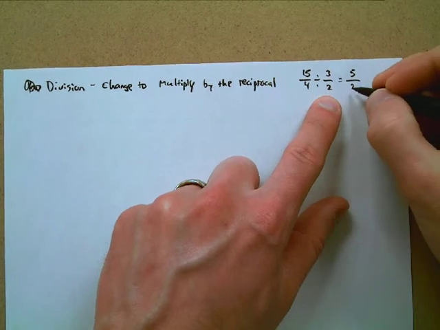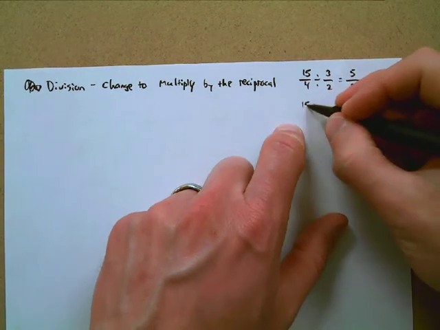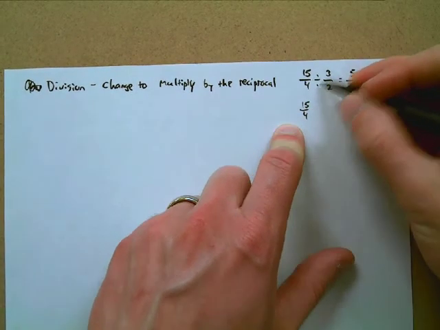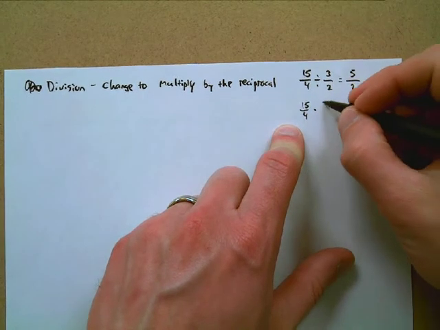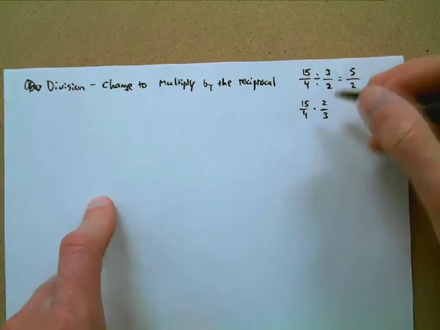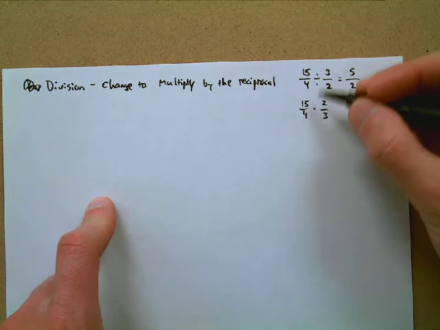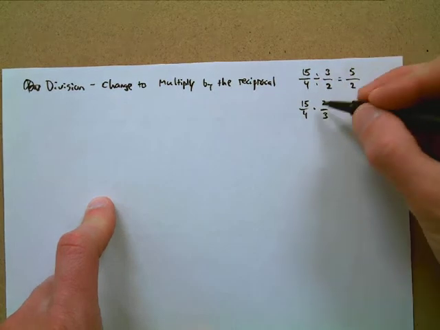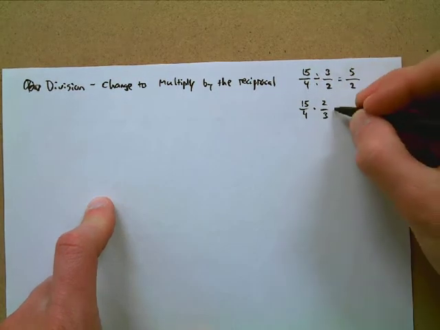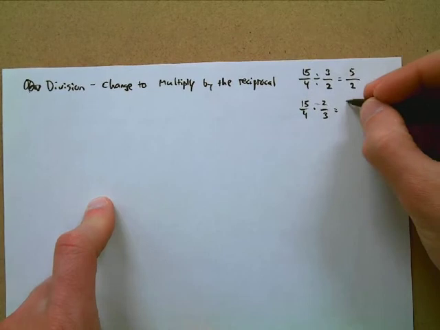And if you don't believe me, you're like, wait a minute, Mr. Wade, are you sure about that? Well, let's change the division to multiplication. Multiply by the reciprocal here. 15 fourths divided by 3 halves is the same thing as 15 fourths times 2 thirds, 2 over 3. And we multiply here, we get 30 over 12.